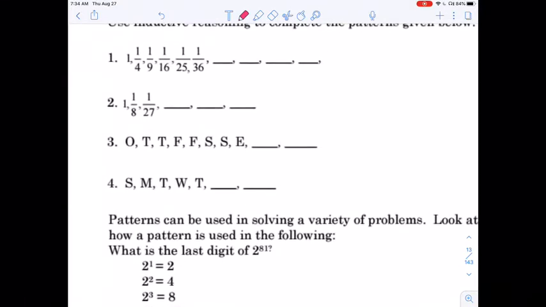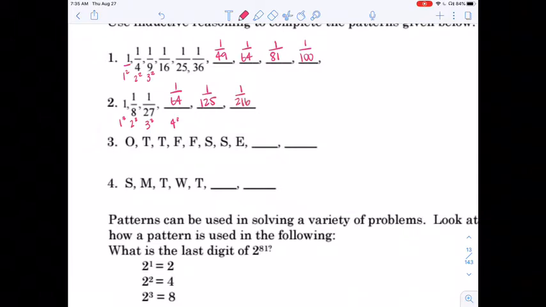So here we have our perfect squares. This is 1 over 1 squared, 2 squared, 3 squared, and so on and so forth. So this is 1 over 7 squared, 1 over 8 squared, 1 over 9 squared, and 1 over 10 squared. Here we have cubes. So this is 1 cubed, 2, 3, 4 will be 1 over 64, 5 will be 1 over 125, and 6 will be 1 over 216.